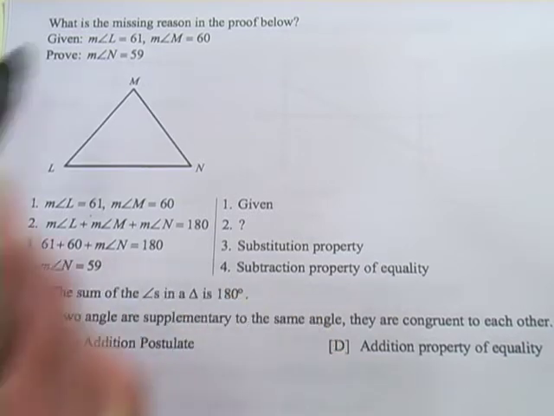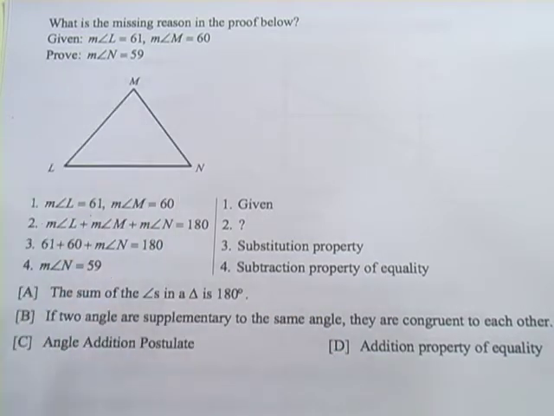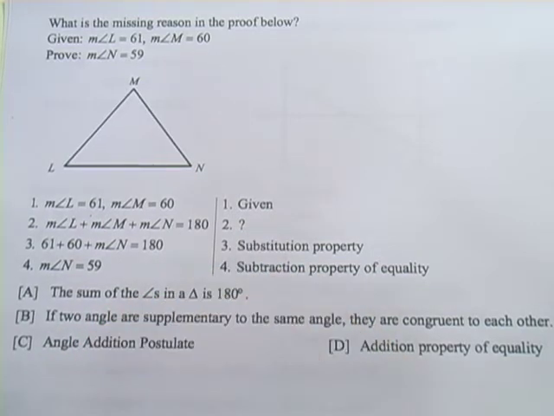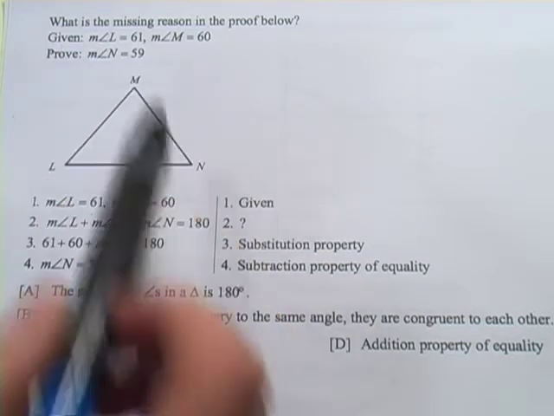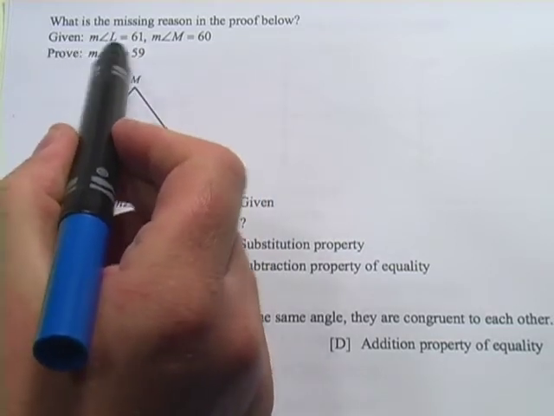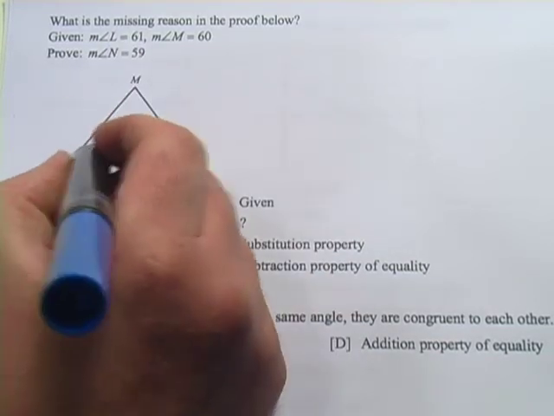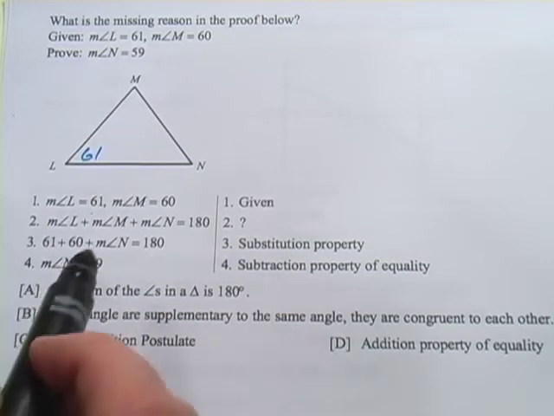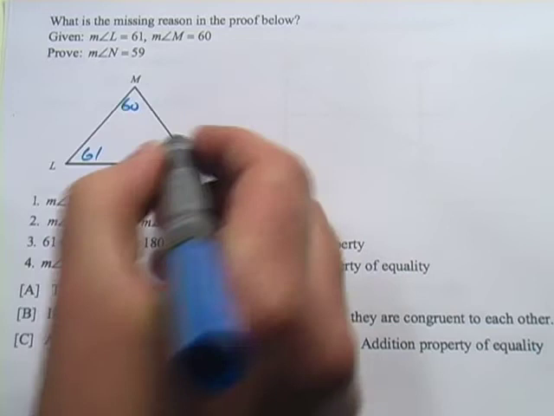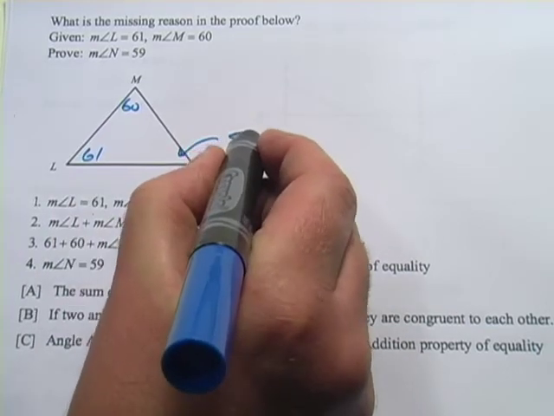Let's look at the given information here first, and then we'll look at the structure of a proof. Our job in this one is just to find one little piece of it to fit in there. So I don't think this first one will be too hard. What we've got up here, it says, what is the missing reason in the proof below? And it says, given the measure of angle L equals 61. I'm going to write that in. I think that's very important. Add to your diagram the measure of angle M equals 60, and prove that this is 59.